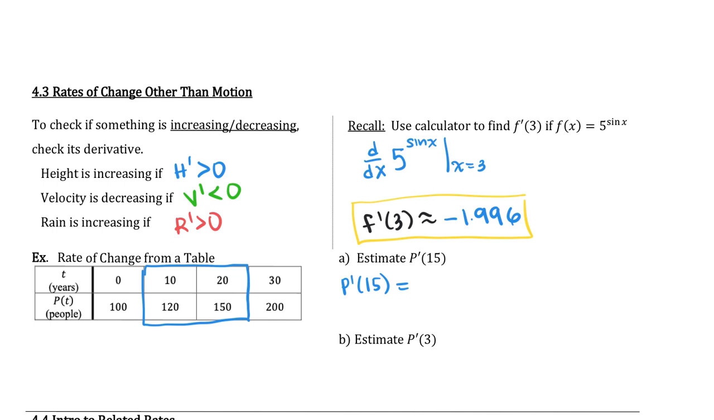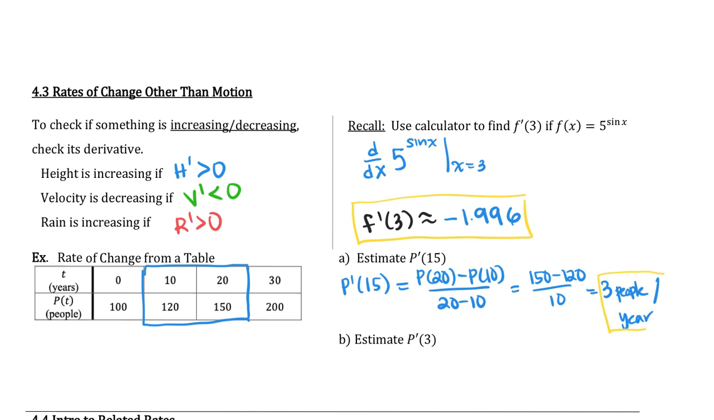So the rate of change is the change in P over the change in T. So I'm going to do P of 20 minus P of 10 over 20 minus 10. I'm going to show that setup because that is just showing which values I'm using. So P of 20 is 150 minus 120 over 10, which is 30 over 10, which is 3. And since it's P prime, it's the change in P over T. P is people, and that is per year. So 3 people per year is the average rate of change, and that's an approximation.